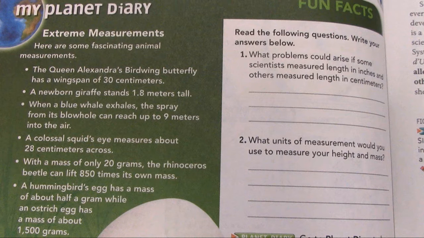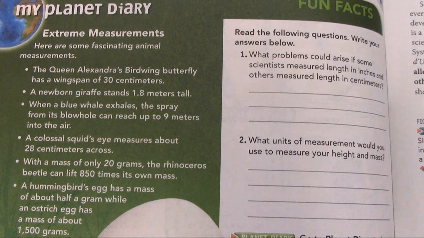Here are some fascinating animal measurements. The Queen Alexandra's birdwing butterfly has a wingspan of 30 centimeters. A newborn giraffe stands 1.8 meters tall. When a blue whale exhales, the spray from its blowhole can reach up to 9 meters into the air. A colossal squid's eye measures about 28 centimeters across.